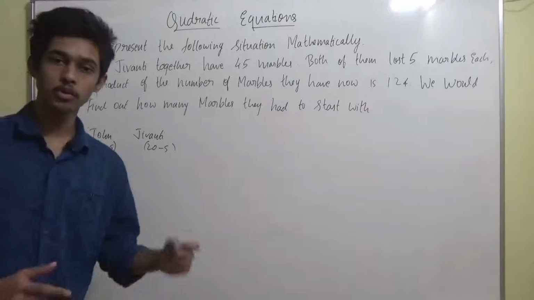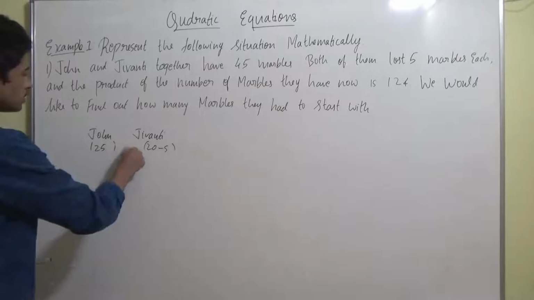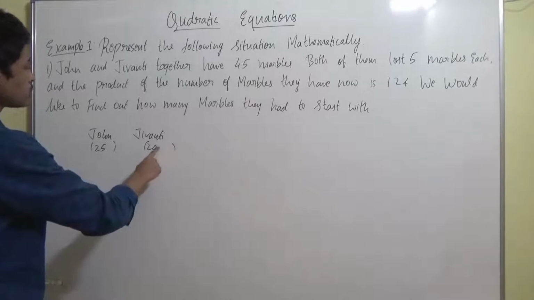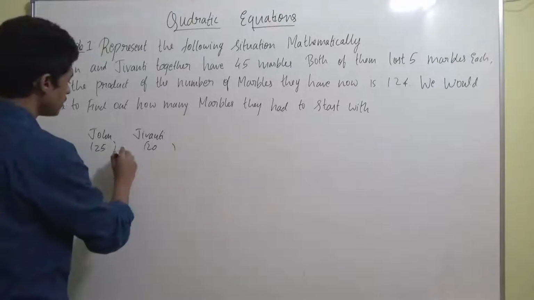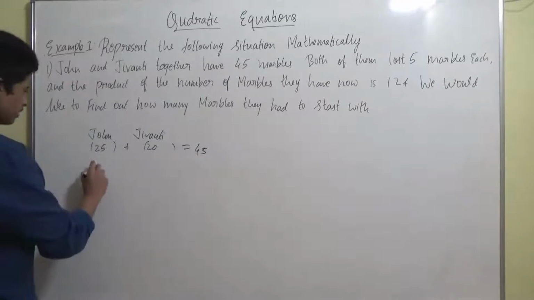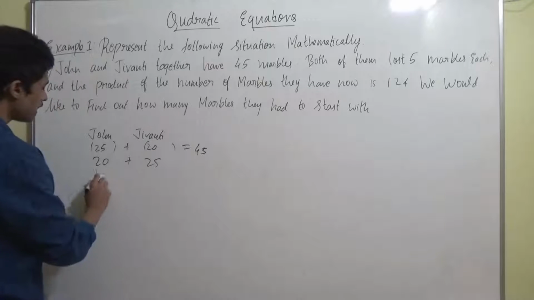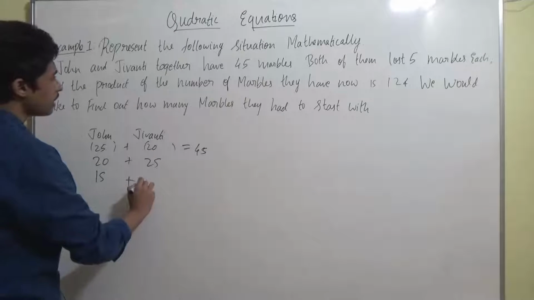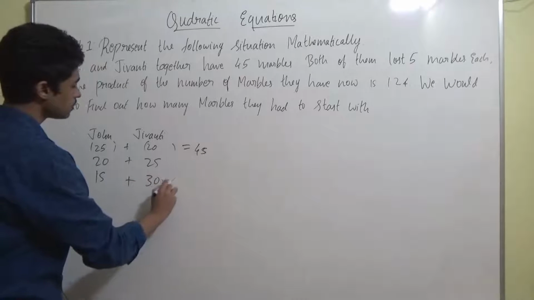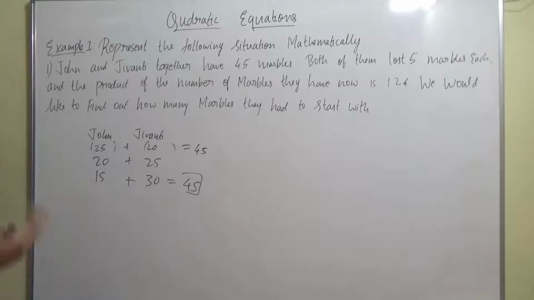Okay guys, they are telling there are two friends, John and Jivanti. Together they had 45 marbles, which means it can be like John had 25 marbles and Jivanti had 20 marbles. So together if you add them, it should give you 45. Getting it, guys? It can also be like he can have 20 and she can have 25. It can also be like he has 15 and she has how much? 30. So the thing is, together they should have 45, but we don't know how much is this number. So we'll see, guys, we'll see it.